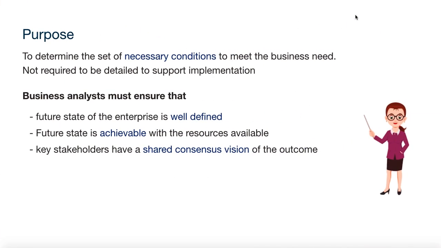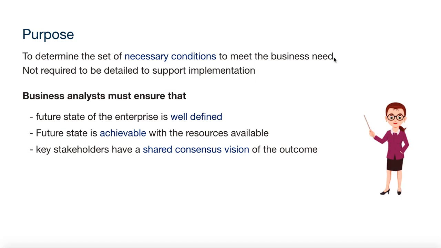So what is the purpose of defining a future state? Okay, so we have a current state. You need to make some change in order to achieve a business need. At that time, you need to define a future state so that you can identify where the gap is and how you can put down a strategy and the transition states to achieve that future goal. So the purpose of a future state definition is to determine the set of necessary conditions to meet the business need. Okay, we have a need, so how do we meet those conditions?